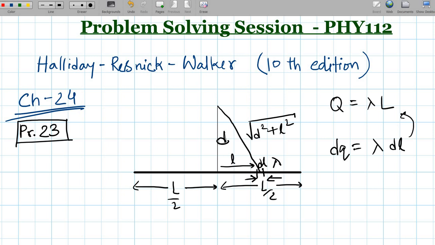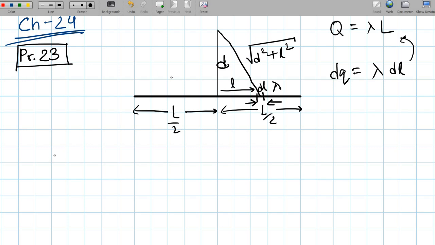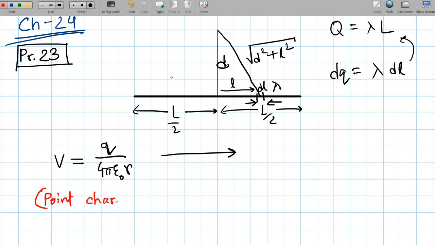Okay, what else? We need to find the potential. Potential, as you know, is V. According to the formula for a point charge, it is 1 by 4 pi epsilon naught, and then R being the distance, and in the numerator the charge Q. In this case, however, we go toward the modification for a continuous charge distribution. So this is for a point charge, or a discrete charge distribution.